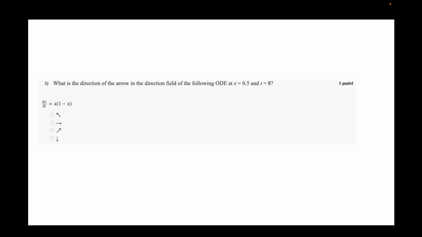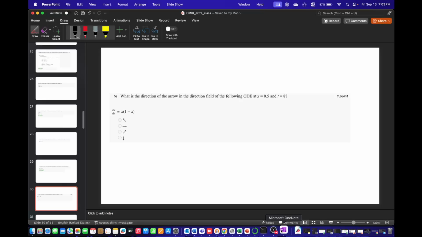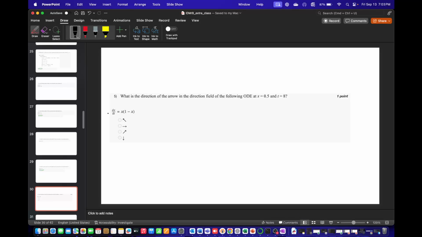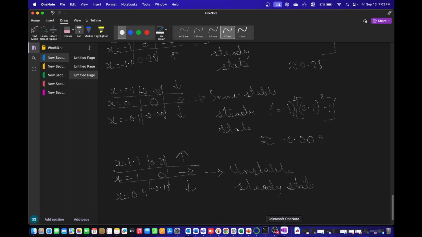Can you do the calculations? Yeah. So your equation is dx/dt equal to x into 1 minus x, right?